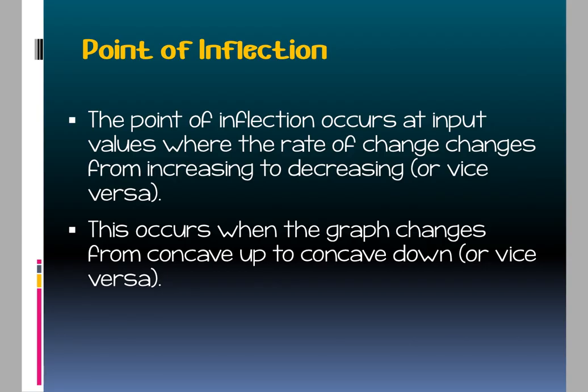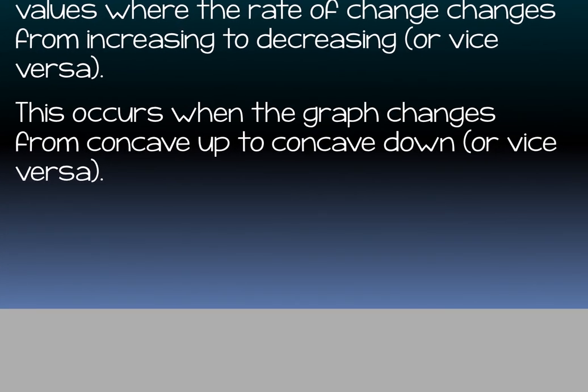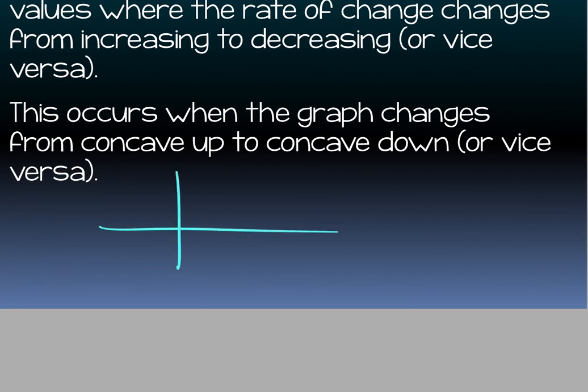All right, point of inflection. We talked about this last week when we talked about concave up and concave down, but we didn't see it in print yet. The point of inflection occurs at the input values, or the x values, where the rate of change changes from increasing to decreasing or vice versa. This occurs when the graph changes from concave up to concave down, or concave down to concave up. The point of inflection is where it changes.